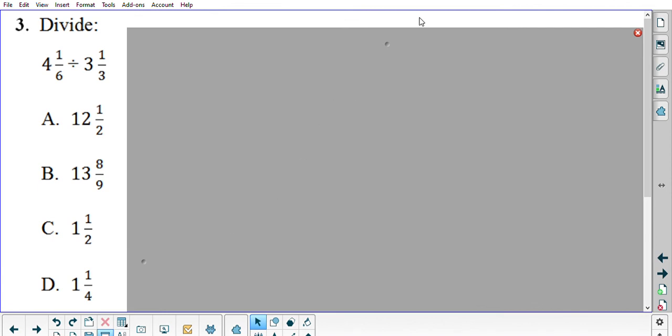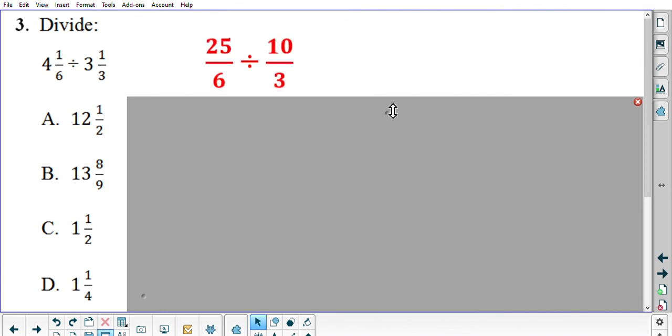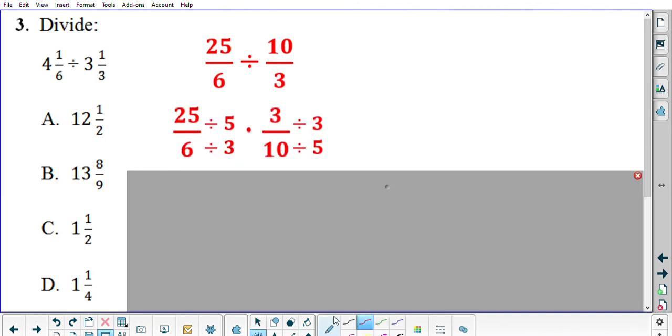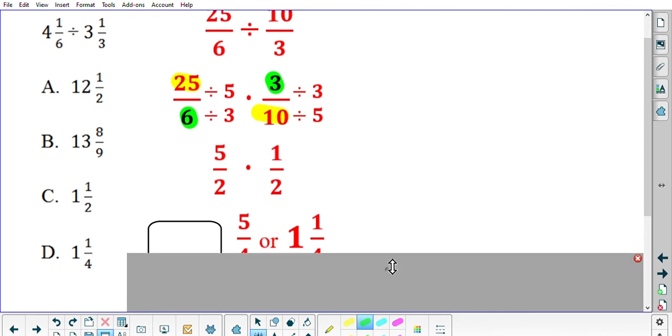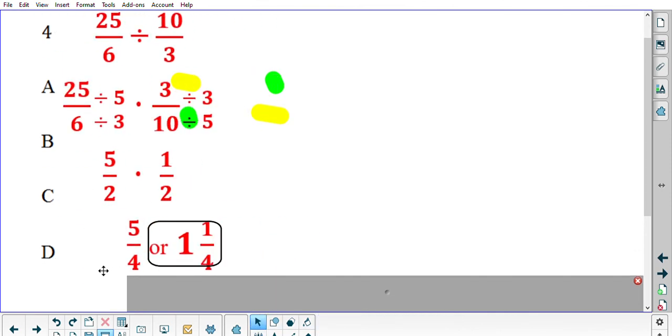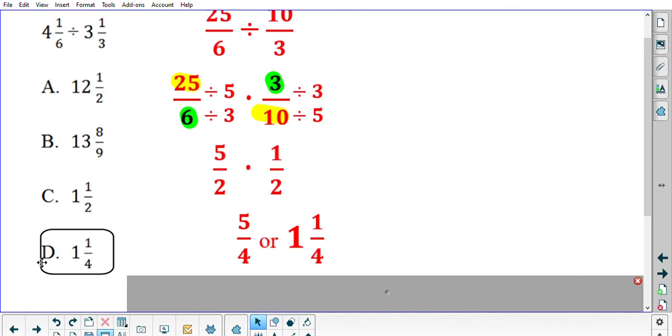And finally, problem number 3. Make them improper fractions. Now, I know it's tempting to want to reduce the 6 and the 10 both by 2, but you can't because there's division in between. Make it multiplying by the reciprocal. And then after you make it multiplying by the reciprocal, then you can look to see if there's a way to reduce diagonally. And there is. Both the 25 and the 10 were divisible by 5. Both the 6 and the 3 were divisible by 3. 25 divided by 5 is 5, 6 divided by 3 is 2, 3 divided by 3 is 1, 10 divided by 5 is 2. Multiply, and you will get 5/4, which is the same as 1 1/4, and that would be choice D.